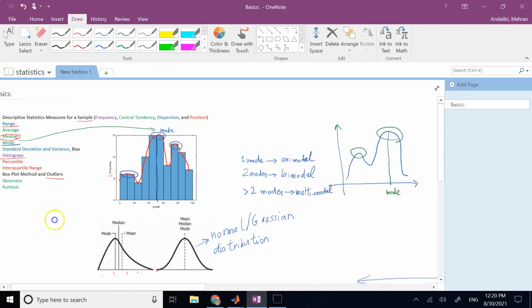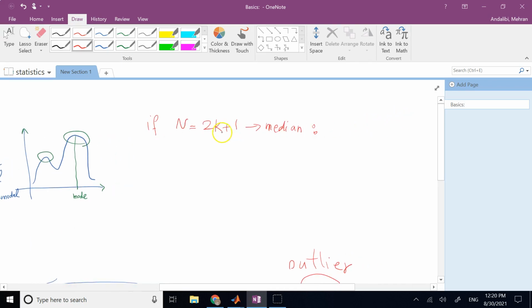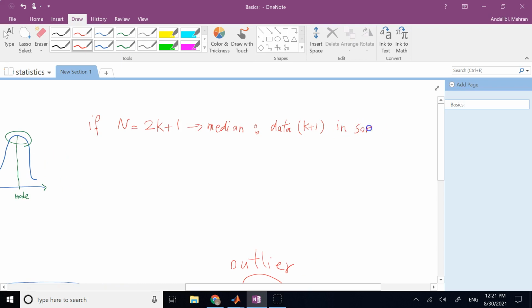And as I mentioned, let me just write it down for you. So if n, the number of data points, is odd, it's like 2k plus 1. The number of data points is an odd number, then the median is going to be what? It is going to be the middle point, which is what? k plus 1, correct? So this is going to be data k plus 1 in the sorted sample.